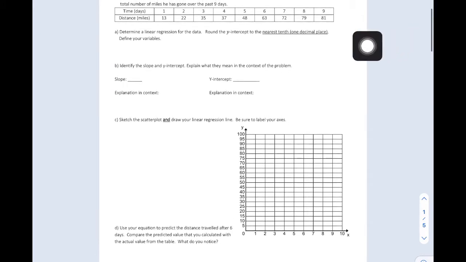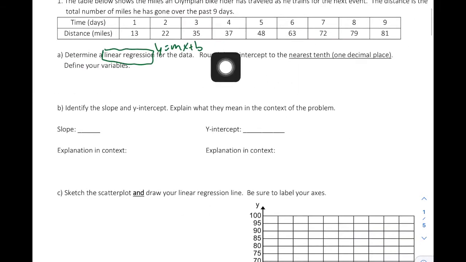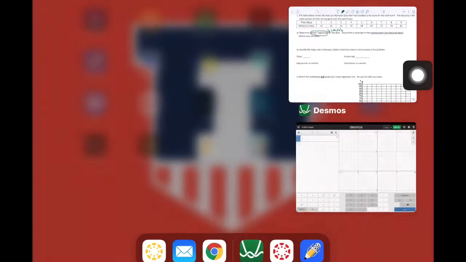So what we want to do for this is determine a linear regression for the data. Remember, a linear regression is where we find an equation, y equals mx plus b, that models this data. And to do that, I'm going to pull up Desmos.